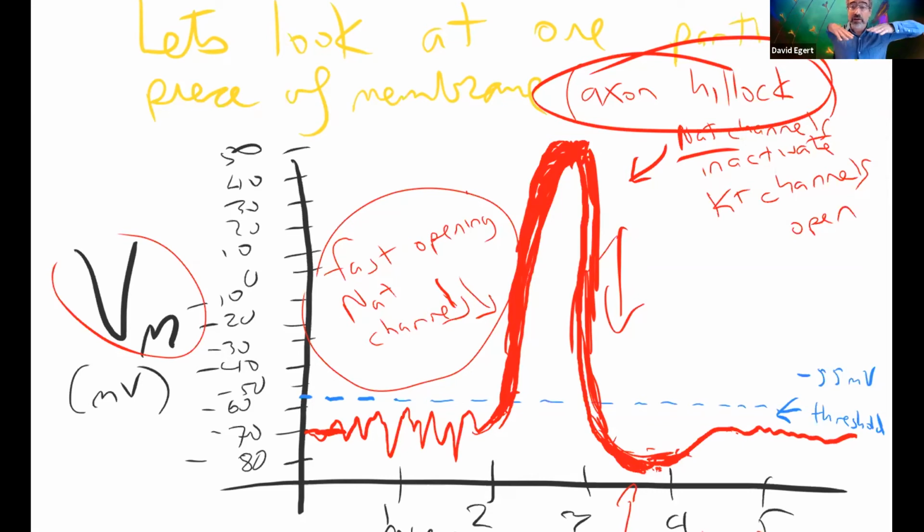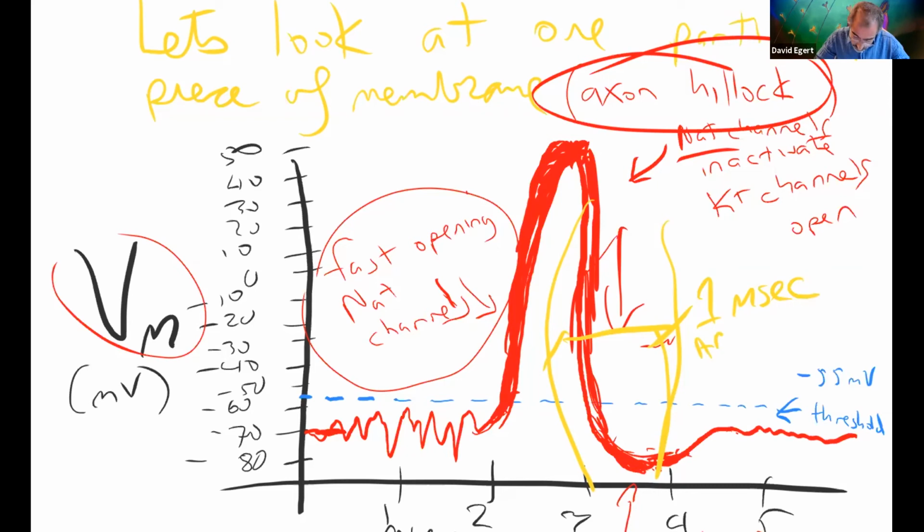So we talked about how they open at minus 55. When you get down below minus 55, they have to reset. It takes about a millisecond before the channels are really ready to go again. So no matter what kind of excitation you do, the channels cannot generate another action potential for at least about a millisecond after one action potential has happened. So for about 1 millisecond, we are going to have what's called the absolute refractory period.